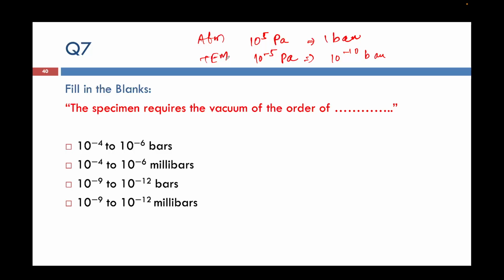Now the closest answer is this one. It is correct, right? 10 to the power 5 Pascal is 1 bar. Let me just check. Yes, this is correct. So this is 10 to the power minus 10 bar, which stays in the range of 10 to the power minus 19 to 10 to the power minus 12 bar, right? So C will be the correct answer.